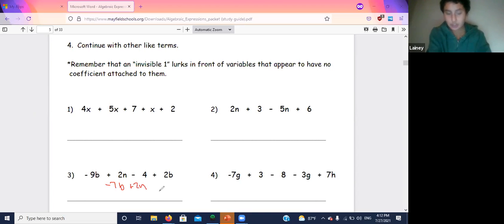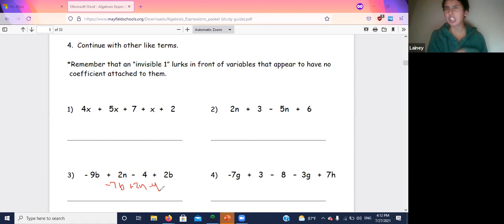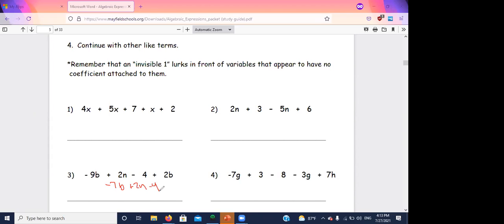Very good job. Okay, and let's just try number 4, then we can move on. We won't spend too much longer on combining like terms. We'll just do a couple problems with more complex variables. Then we'll go on to multiplying in order to simplify expressions.